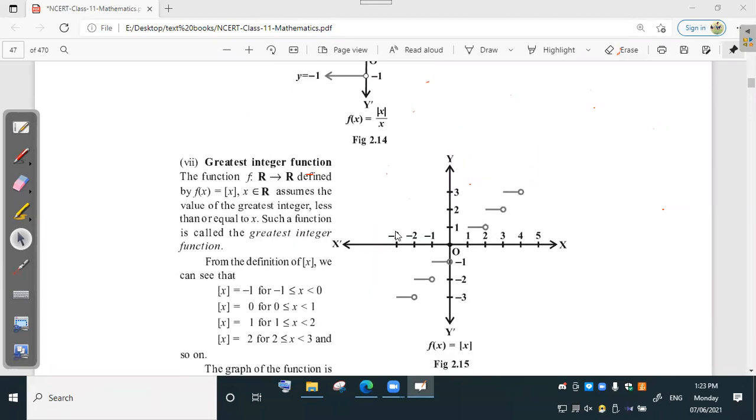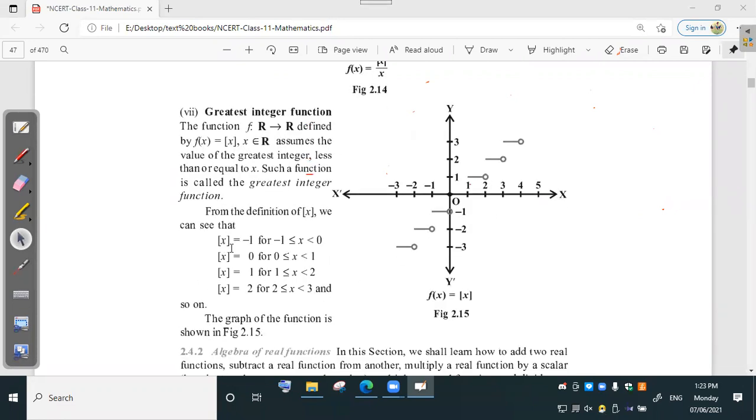Greatest integer, we have seen the greatest integer. What is the greatest integer of x? Between minus 1 and 0 it is minus 1, between 0 and 1 it is 0. The value is the least integer between these two points, so here 0, here 1, here 2. That's why, if you draw the graph, suppose you are taking a point between 3 and 4.